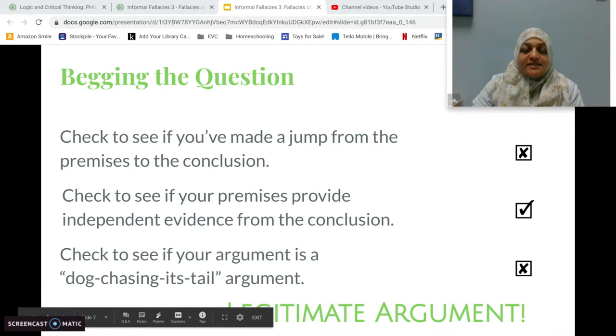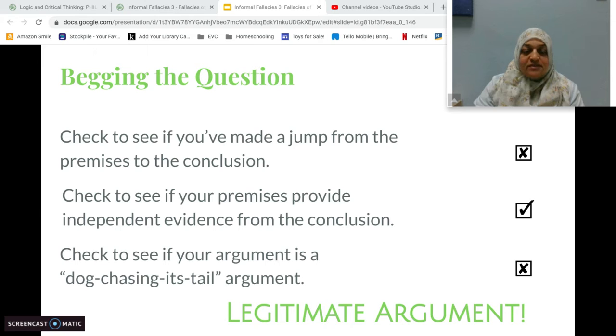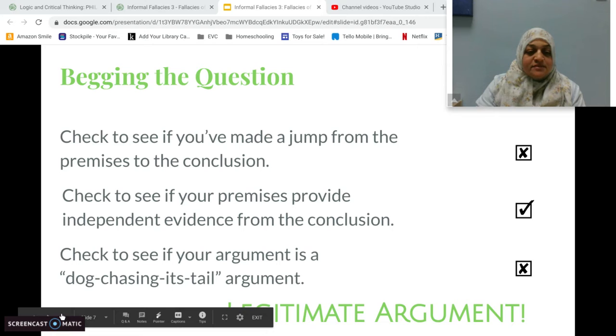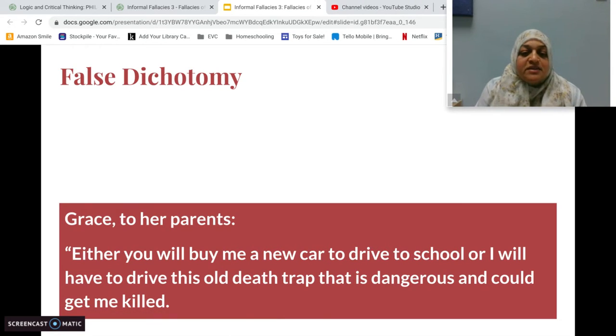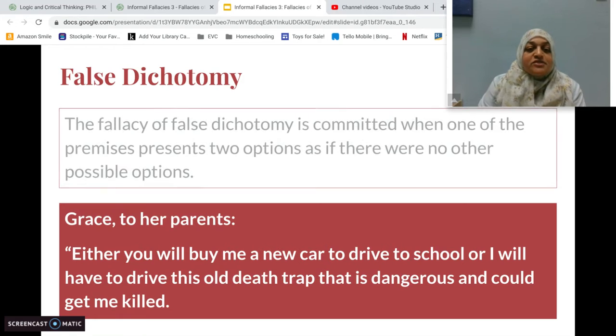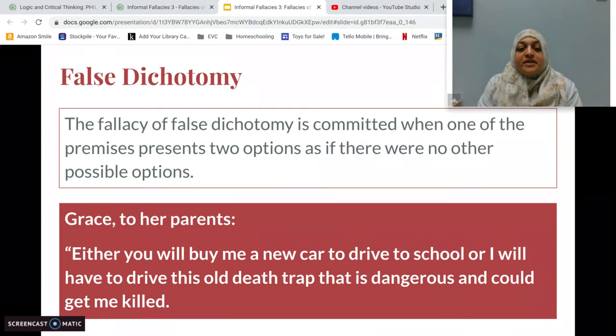Okay, so the next fallacy in this category of fallacies of presumption is the fallacy of, if I can go forward, false dichotomy. And this one you could probably figure out. Here's an example. Grace says to her parents, either you'll buy me a new car to drive to school, or I'll have to drive this old death trap that is dangerous and could get me killed. So in false dichotomy, one of the premises presents two options as if there were no other possible options.